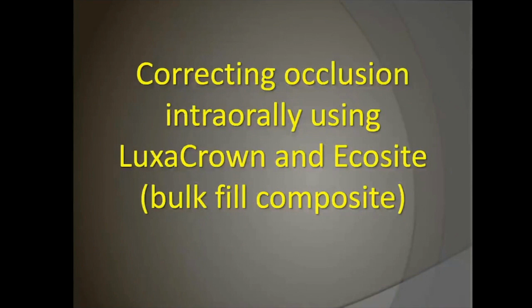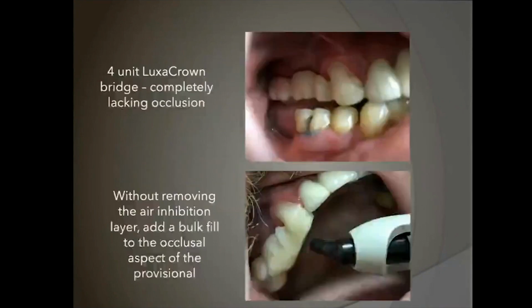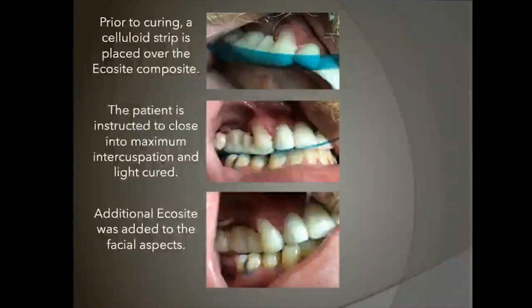And if we want to correct occlusion intraorally using Luxacrown and Ecosite, which is a bulk fill composite, we can take the provisional bridge. This is a 4-unit Luxacrown bridge, completely lacking occlusion. It was what we made from the initial impression. And obviously there have been issues with the patient bruxing. So what we'll do is take the bisacryl without removing the air inhibition layer and add a bulk fill to the occlusal aspect of the provisional.